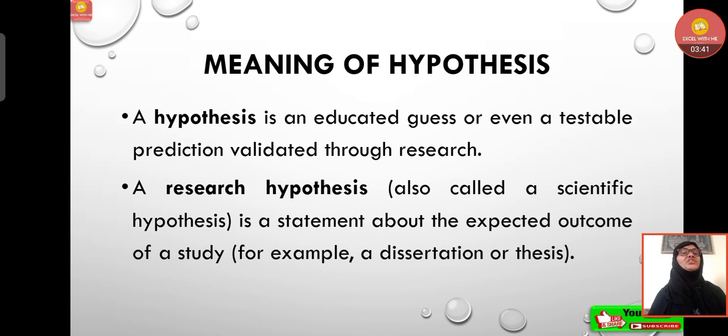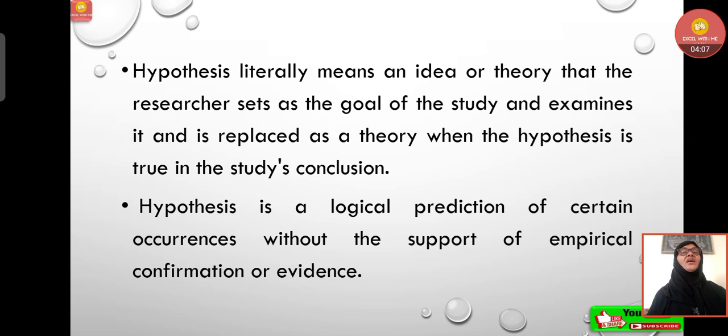Now a research hypothesis is also called a scientific hypothesis. Why do we call it scientific? Because there is evidence. We inquire into the matter with some evidences. Here is a statement about the expected outcome of a study, for example, a dissertation or thesis. At MEd level we do the dissertation, or at PhD, MPhil level we do the thesis work. Now hypothesis literally means an idea or theory that the researcher sets, examines, and it is replaced as a theory when the hypothesis is true in the study's conclusion.